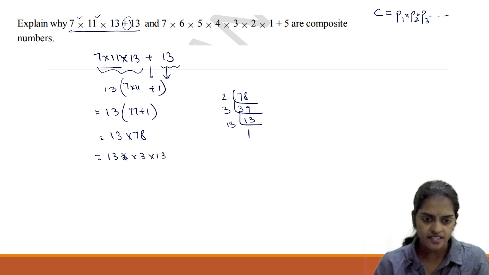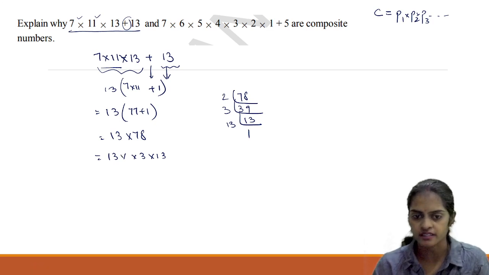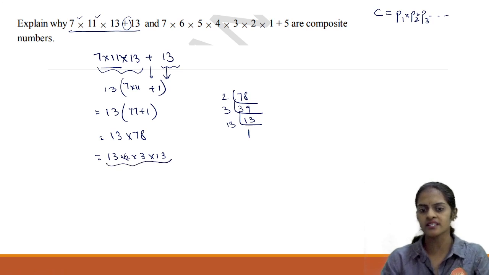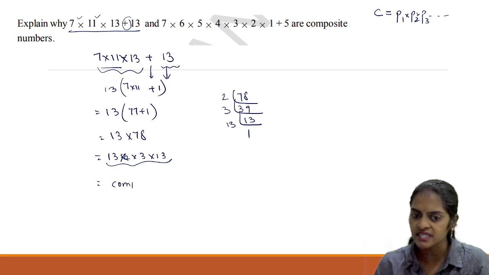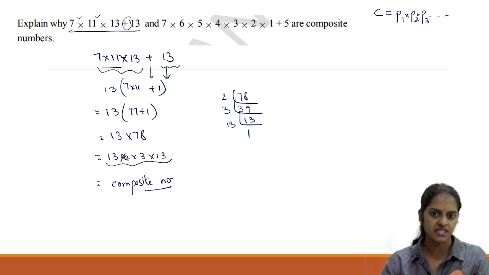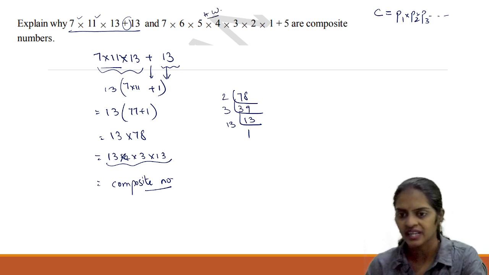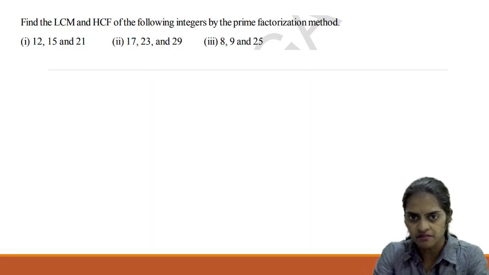Now just observe here. All these are nothing but prime numbers, and they are expressed as a product. So a product of prime numbers is nothing but a composite number. So this is a composite number. This second bit you do as homework. Clear? Let's proceed to the next question.